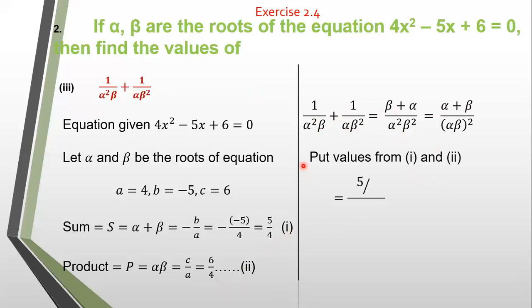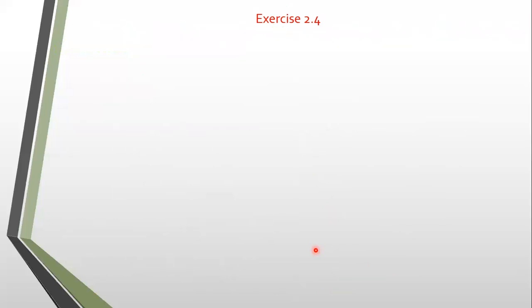We will get 5 over 4 divided by 6 by 4 whole square, 5 over 4 divided by 36 over 16, 5 over 4 divided by 9 over 4. 4 and 4 cancel out, and we will get 5 by 9, which is our answer. Student, this is the third part of question number 2. The first two parts are very simple. That is your assignment. Now, we will move to part number 4.